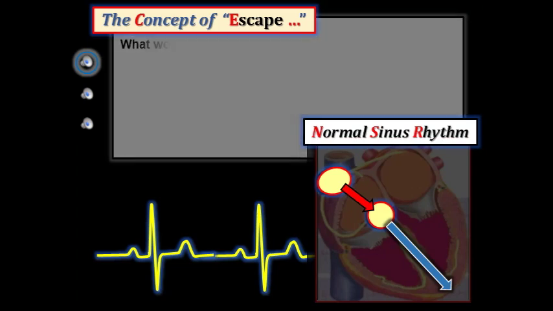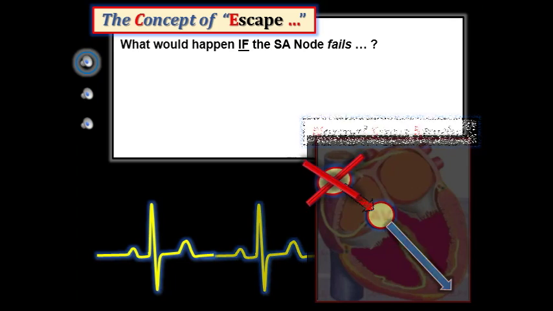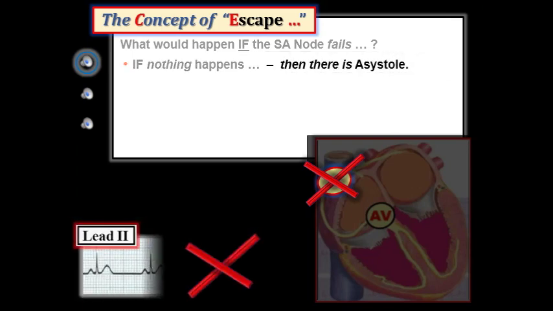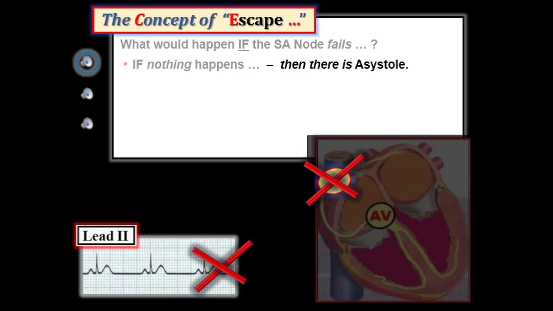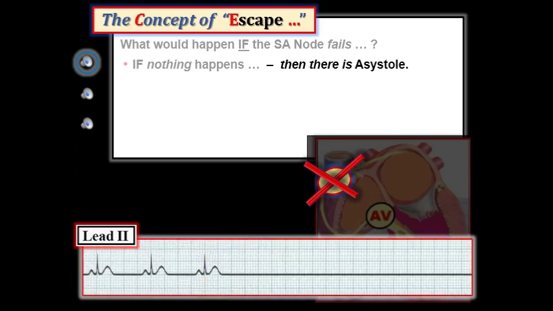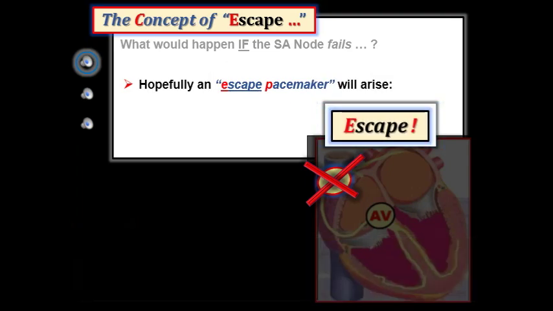But what would happen if, for whatever reason, the SA node fails? If nothing happens, the result will be asystole. So if no other pacemaker takes over the role of the SA node and the SA node stops firing, the result will be a flat line and the patient will die. This is why hopefully an escape pacemaker will arise from some other site in the heart.